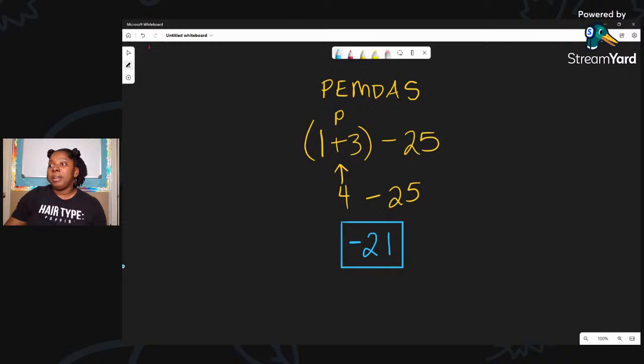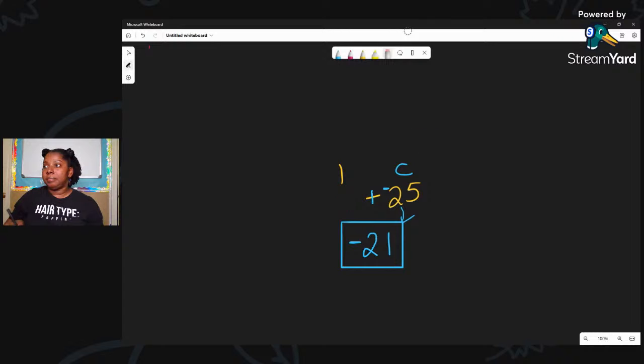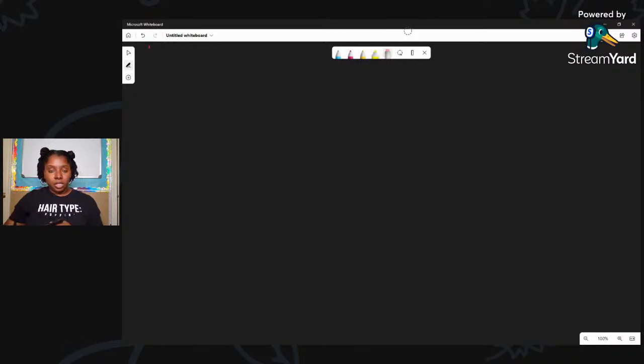For some of you, your teachers may have taught you keep, change, change. So you keep the first number the same, you change subtraction to addition, and you change 25 to negative 25. It's opposite. And then we subtract and take the sign of the bigger number. All righty. Rico, hopefully that helped you out. But it is PEMDAS. So the hardest part of that was just the integer part.